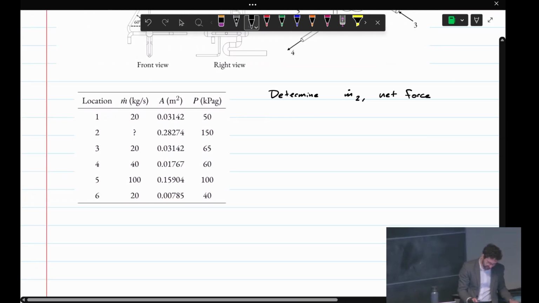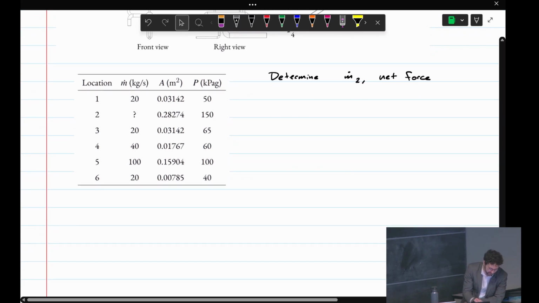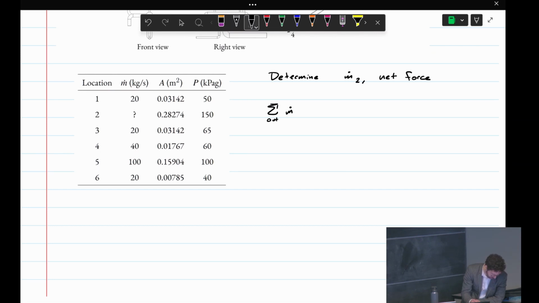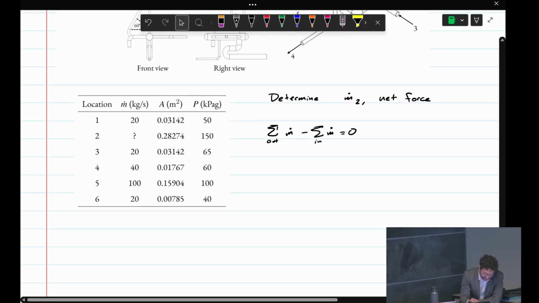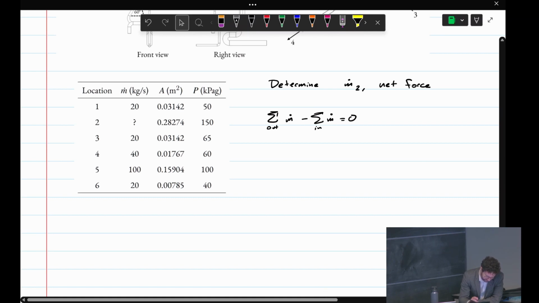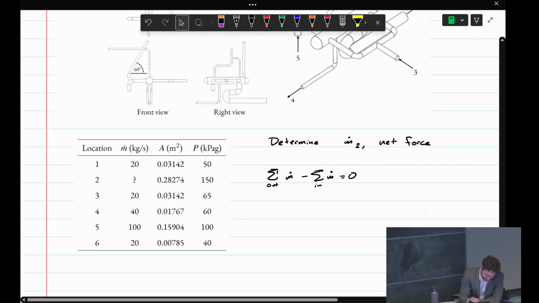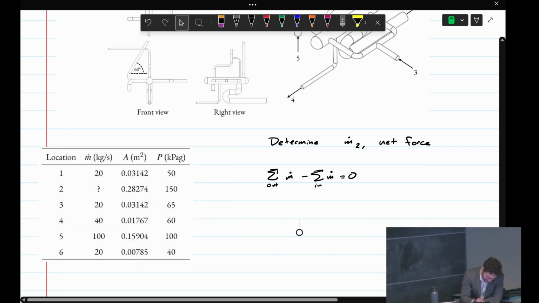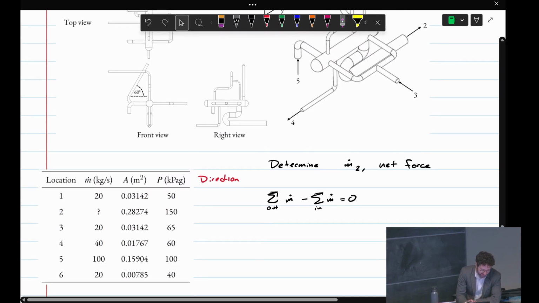So the first step, when there's an unknown mass flow rate, you have to use conservation of mass. So summation of m dot out minus summation of m dot in equals 0. Okay, so remember I said we don't have to worry too much about the signs for these m dots. We can just use these m dots as they are. So the sign has already been accounted for in this equation. So we have to basically determine now in this table, I'm going to say a direction, whether these are going to be in or out.